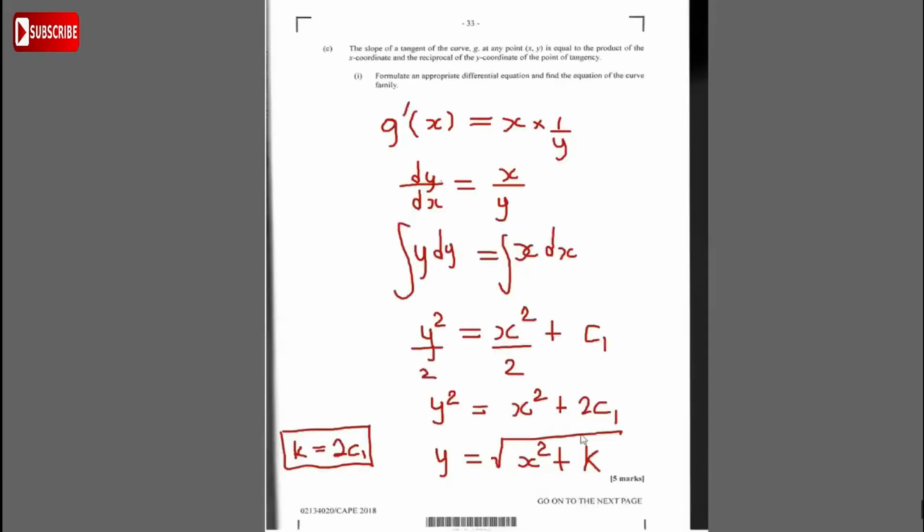It says, hence or otherwise determine the equation of the curve given that it passes through (1, 3). So pretty much they're asking you to find the value for k. If we pass through (1, 3), then when y is 3, x is 1. So 3 is equal to the square root of 1 squared plus k. You square both sides first to get 9 is equal to 1 plus k. Then you subtract 1 from both sides, so k equals 8.